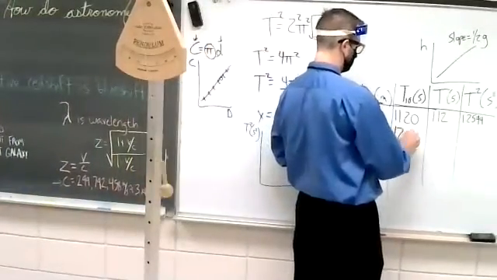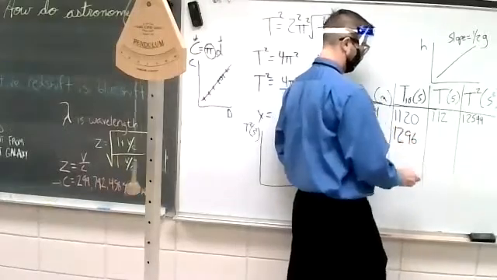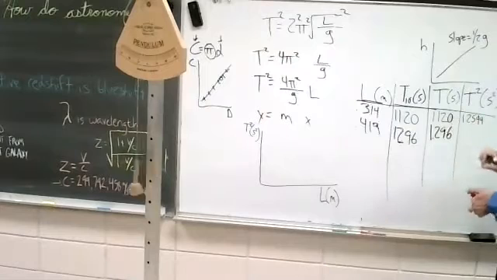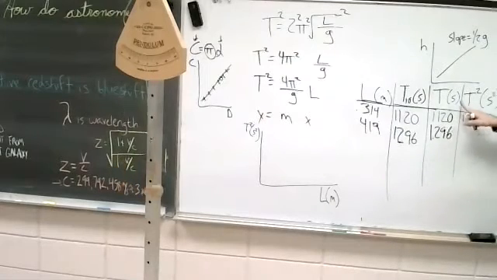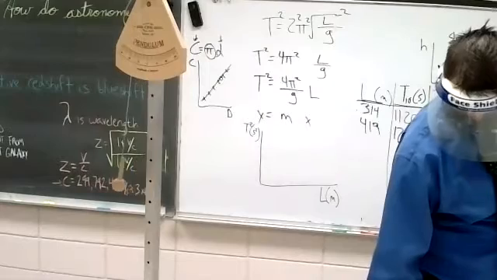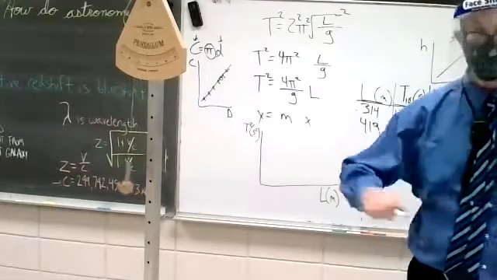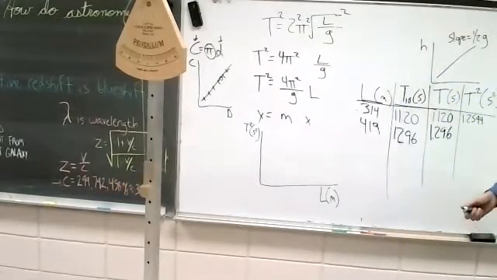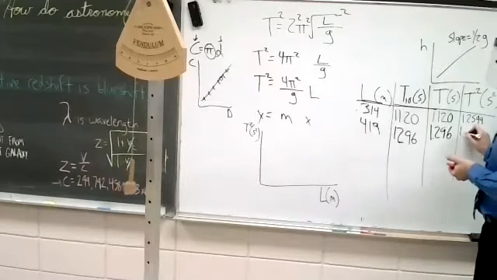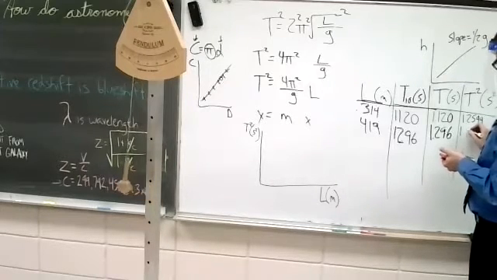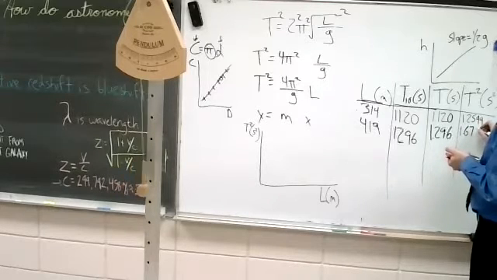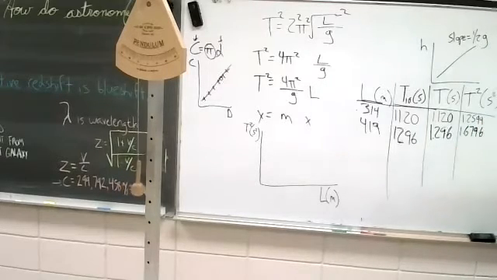I got 12.96 seconds, which is 1.296 seconds. I added a 0 there for consistency's sake. 1.296 squared in my head is 1.679616. 1.6796. We'll round that down to 6 there.